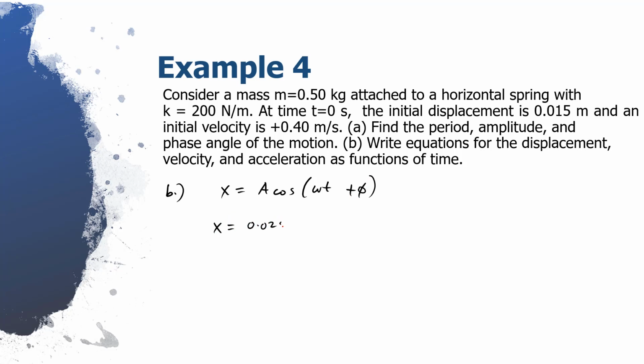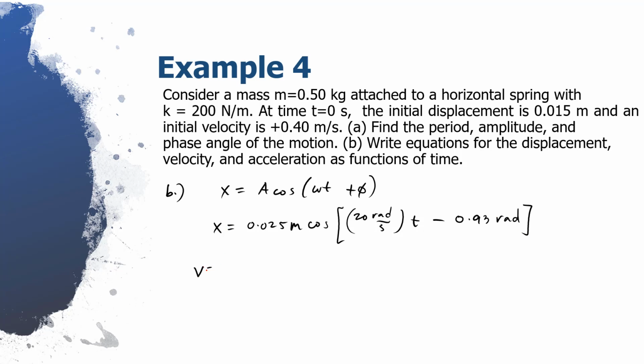So this A is 0.025 cosine of omega, which is equal to 20 rad per second, times time minus the phase angle equal to 0.93 radian. So this is my displacement.